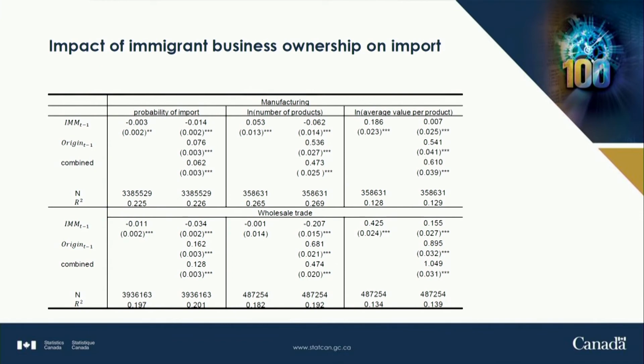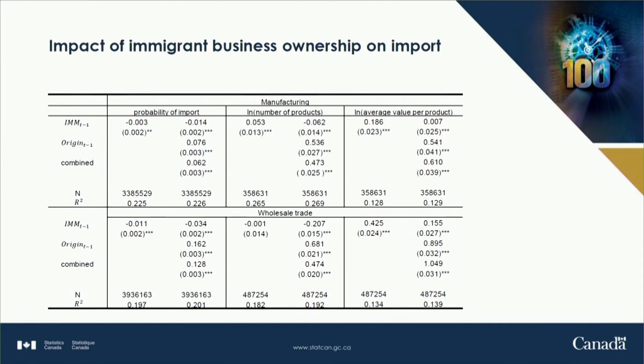So this is the impact of immigrants based on import. We look at the manufacturing sector and the wholesale trade sector, and at three different margins. If we don't control for the origin, where the trade is going to, and just look at whether the firm is owned by an immigrant or not, it's actually negative in terms of probability of import. That means that on average, regardless of where the import comes from, the immigrant-owned business doesn't increase its probability to import compared to Canadian-owned business.